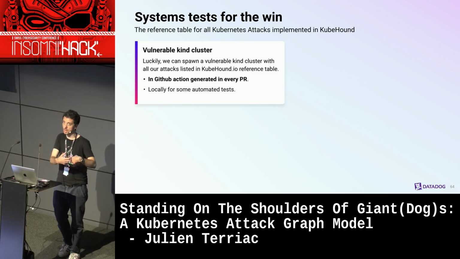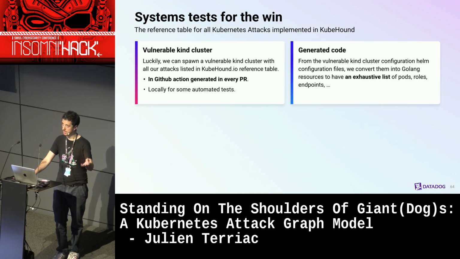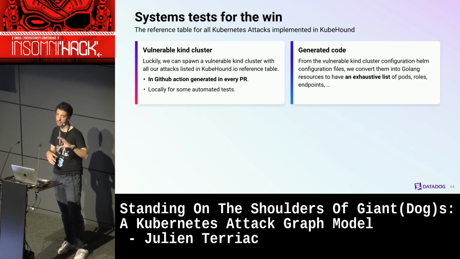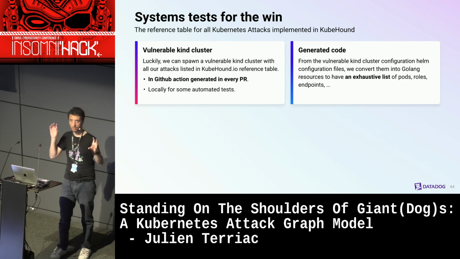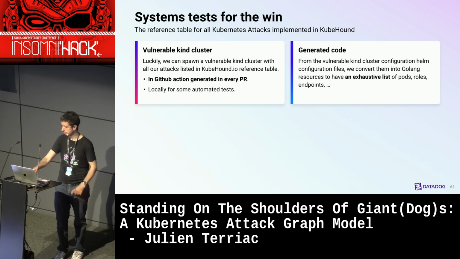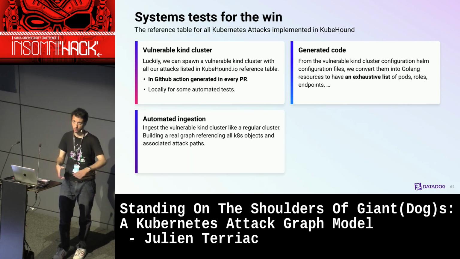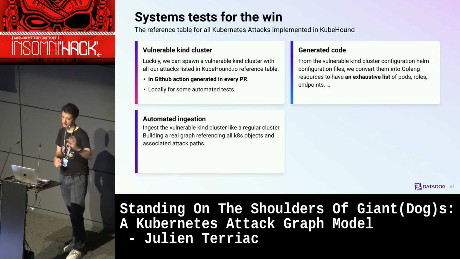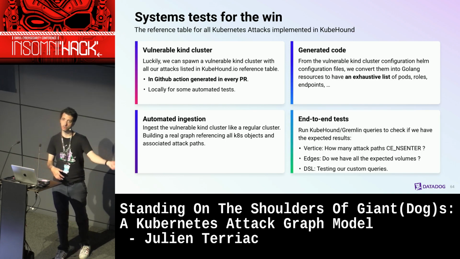So first, we can see every time we push something, does it actually ingest without any error? Then we have generated code. Basically we translate the Kubernetes configuration file into Golang code, so we can check if the two actually correspond to one another, and whether we have all the roles or the endpoints we should have. So like I said, we are ingesting automatically every time, and then we run end-to-end tests.